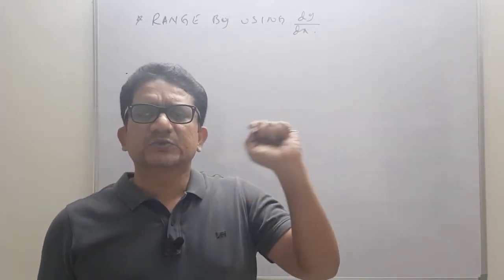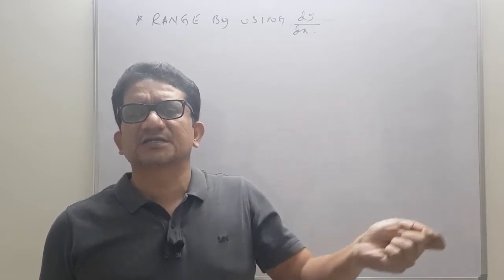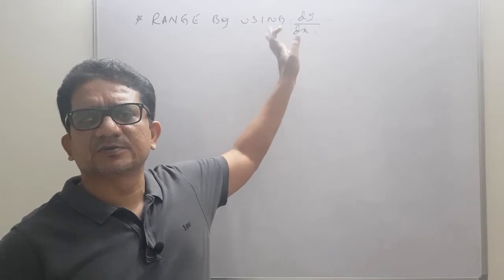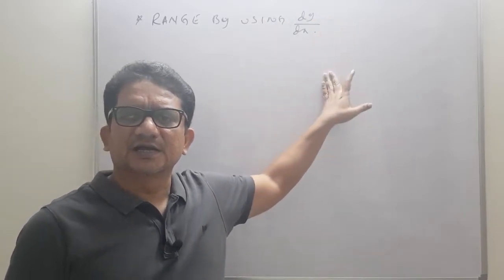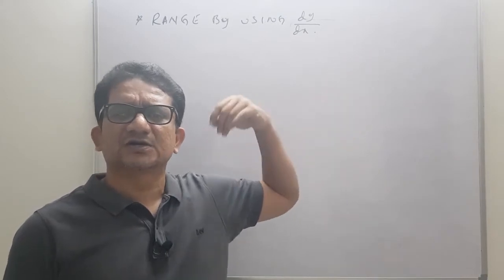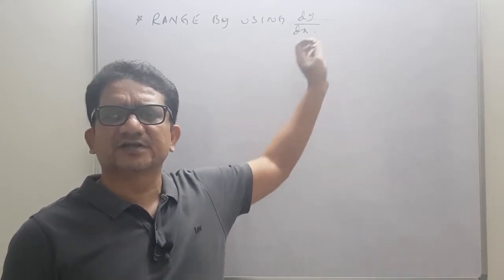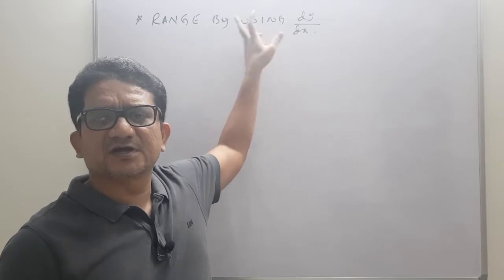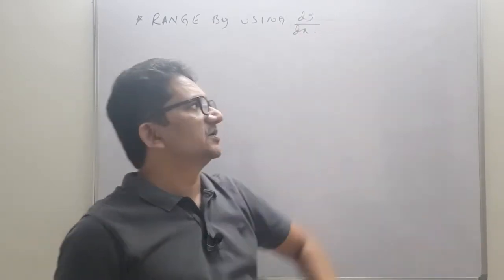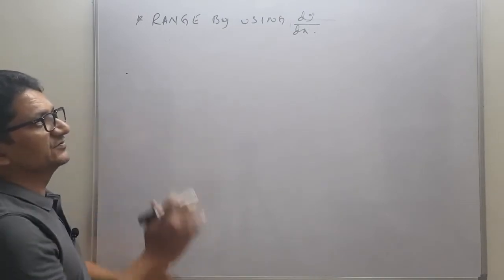If you are not in a position to apply any one of the techniques we studied so far, then the best way to solve the problem is by using dy by dx. That means if you are not getting any clue by using domain, or by using any other method, finite method, infinite method, then prefer the dy by dx method. So here we will study this dy by dx method, when exactly we need to use this one.